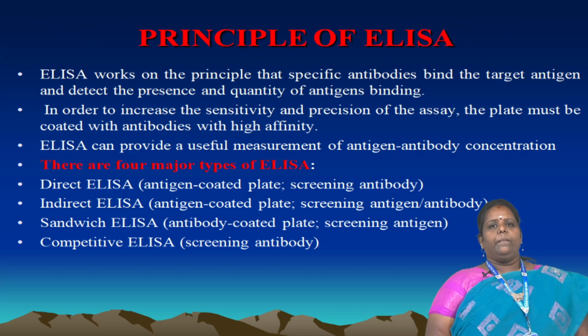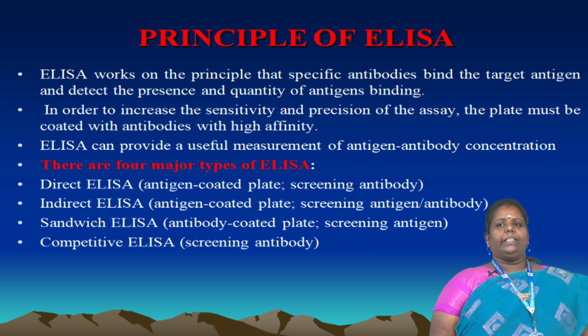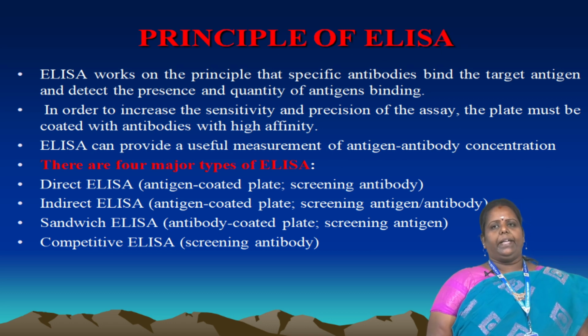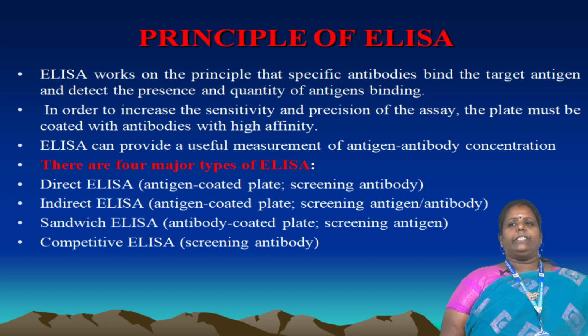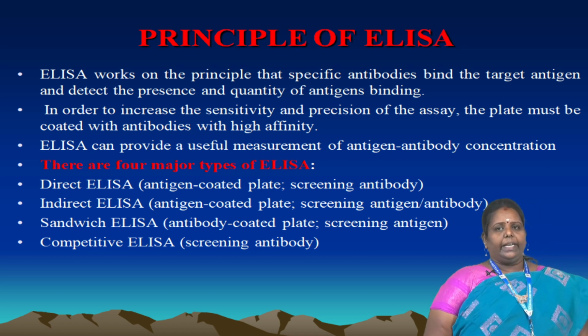Principle of ELISA: ELISA works on the principle that specific antibodies bind with the target antigen, and detect the presence and quantity of the antigen binding. For example, if anyone is affected by dengue or AIDS, the virus present in our body is identified through the ELISA test. After that, antibodies are given, which bind with the antigen and kill the antigen. ELISA can provide a useful measurement of antigen antibody concentration.